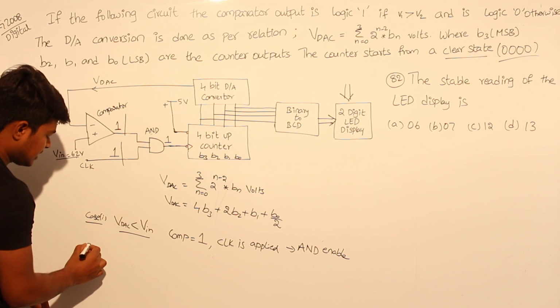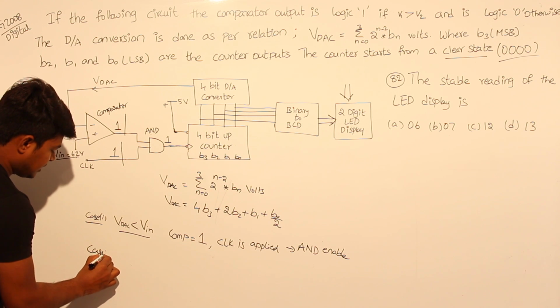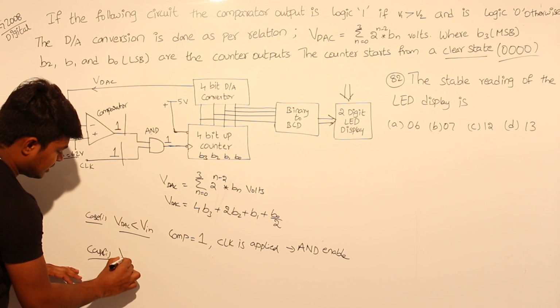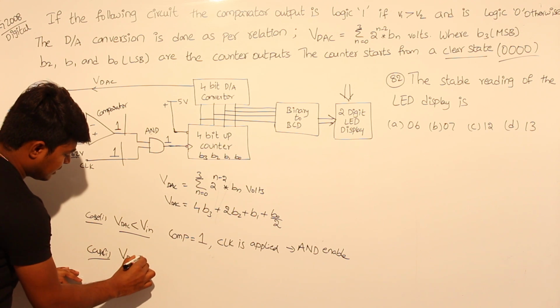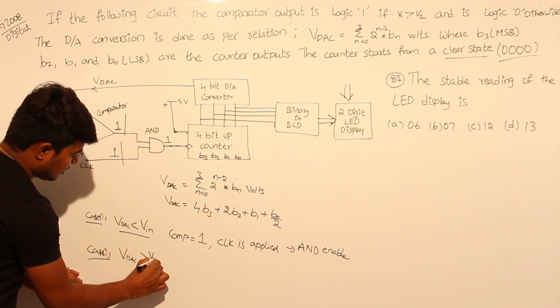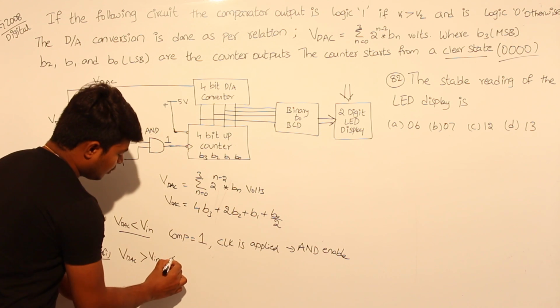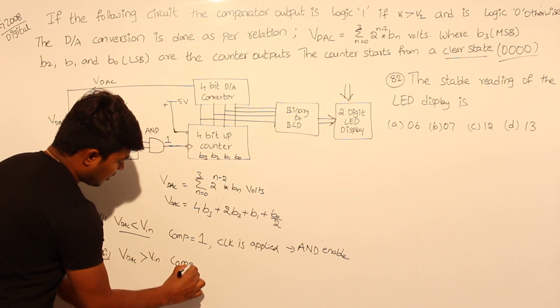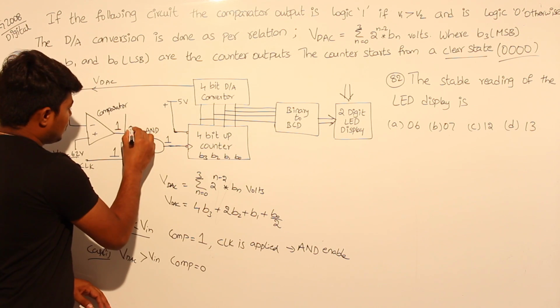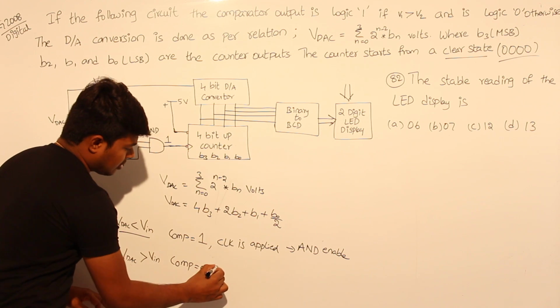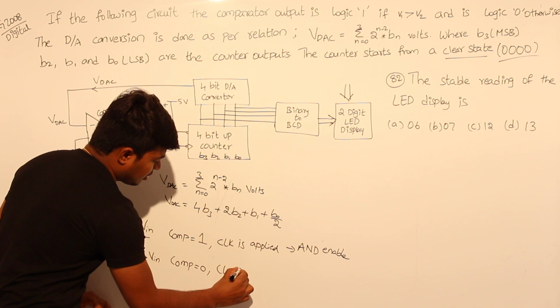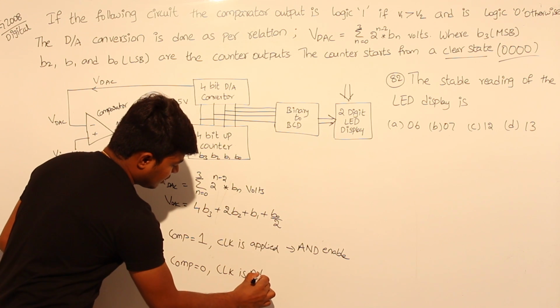Coming to the second case, case 2. In the second case, VDAC is greater than Vin. If VDAC is greater than Vin, what will happen? The comparator output will be 0. So in this case, clock is not applied.